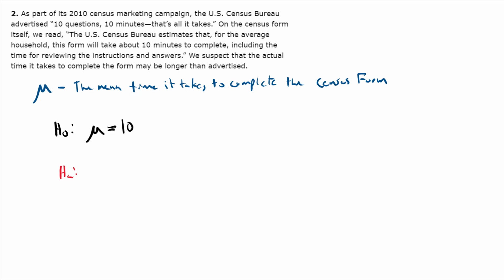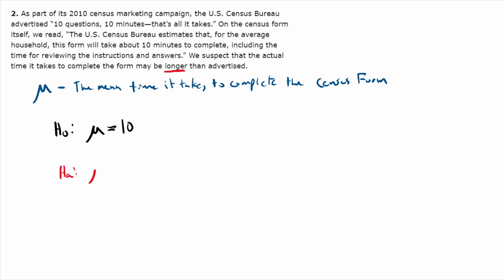Now, they're saying 10 minutes, that's all it takes, all right? However, for what we suspect, the last sentence here says, we suspect the actual time it takes to complete the form may be longer than advertised. So in this case, with our alternative hypothesis, our H subscript A, sorry, my handwriting is a little cruddy there, but hopefully you can tell it's an A. I'll write that a little bit better. Let me fix that. Otherwise, it'll bug me. All right, there we go.